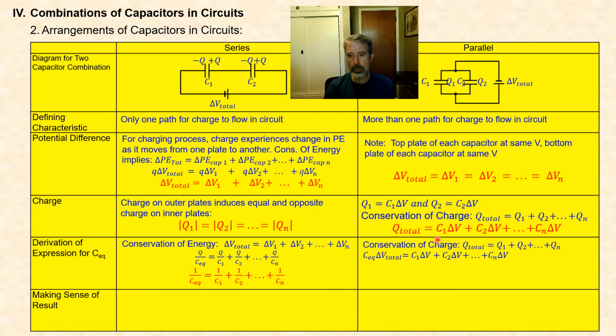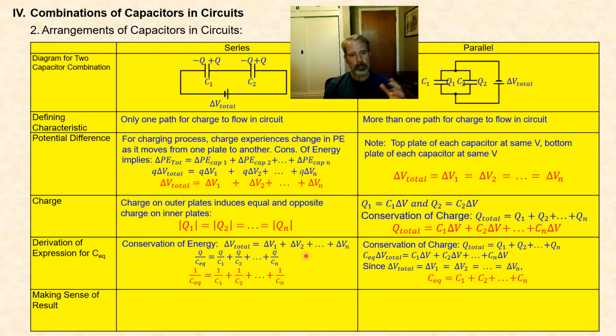And since we know that the potential difference for any capacitor is the same as the potential difference of the source, we know that delta V is the same. We can cancel that out of all the terms, in which case we find that our expression for the equivalent capacitance of a parallel arrangement is just the sum of the capacitances of the individual capacitors.